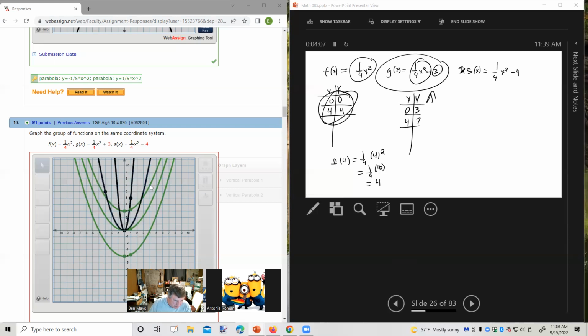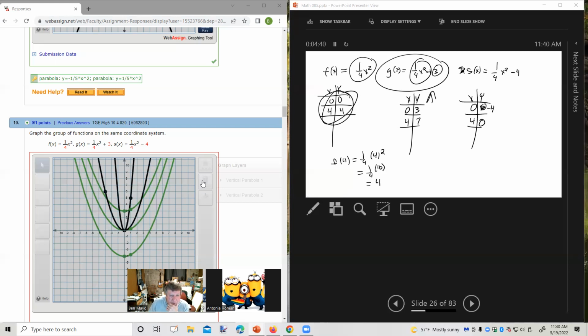You see that? Yes. The third one is going to be the same, except now it's going to go down 4 units. So it's going to be 4, 0, which would give you this graph. Again, this would be 0, -4, and then 4, 0. Is that making sense? Yeah, that makes sense.